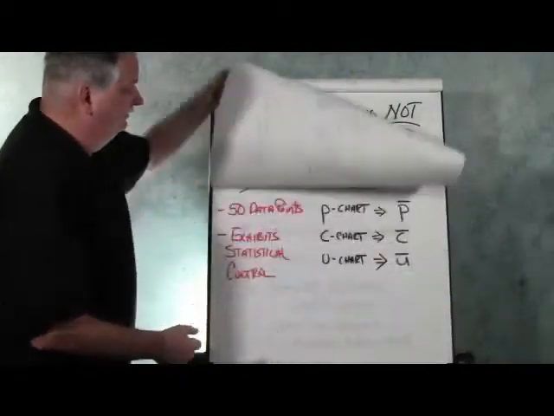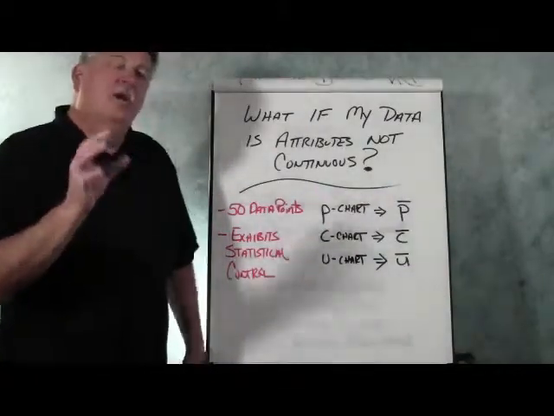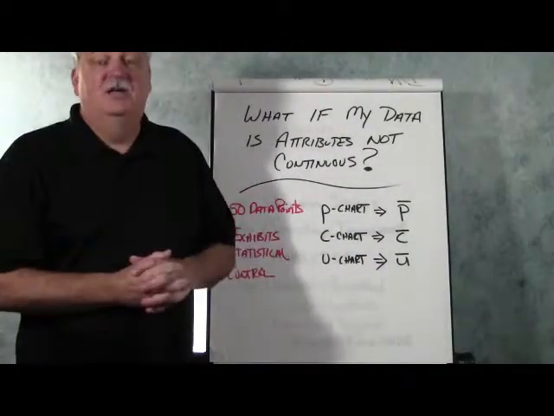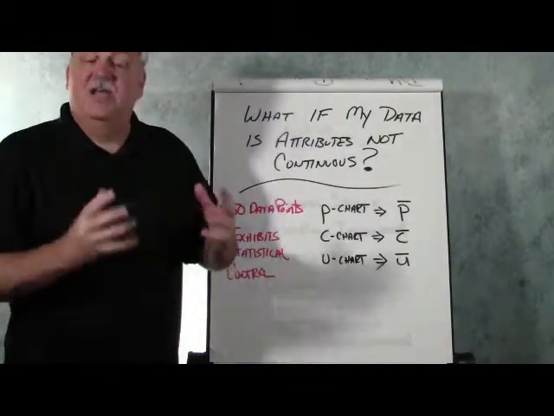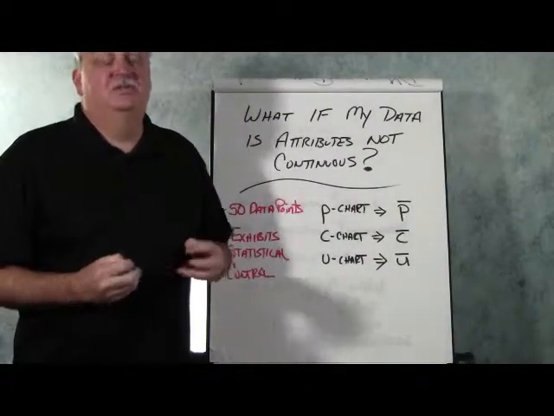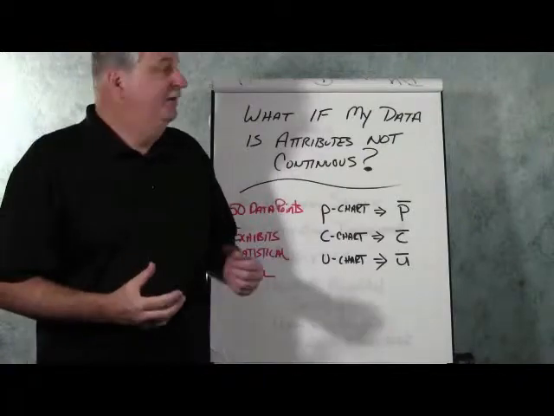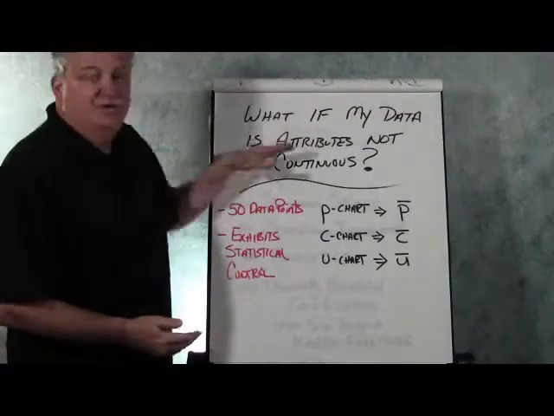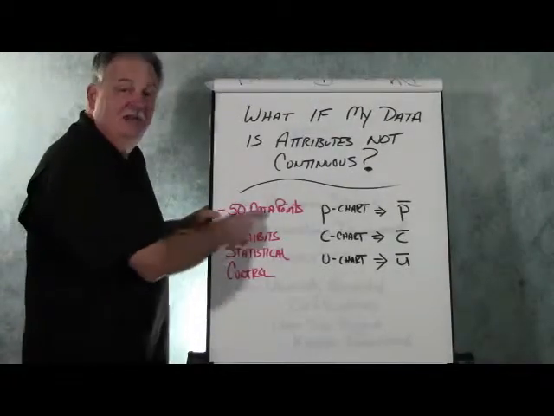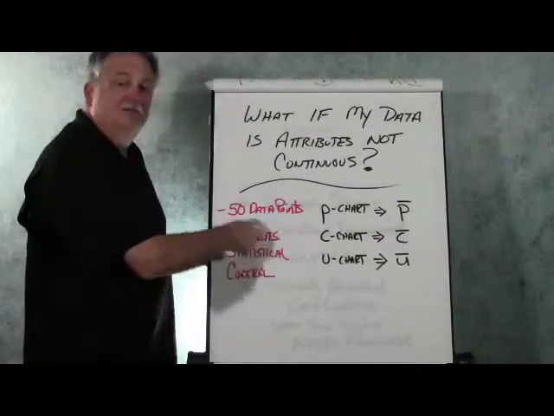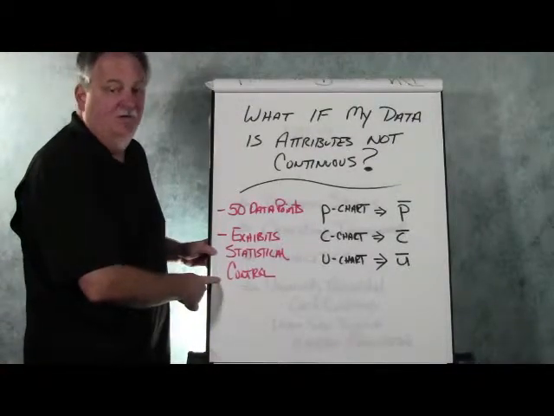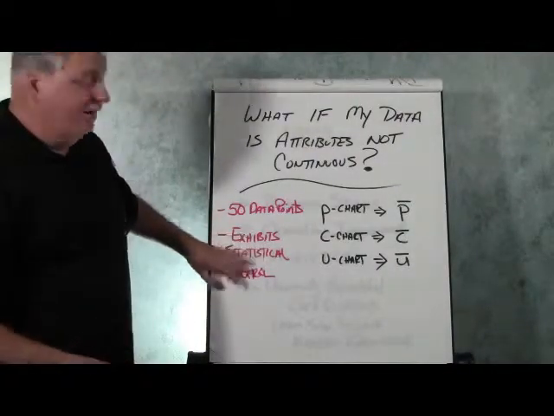Now, what if your data from your process is not continuous data, it's attribute data, it's count data, it's percent defective data, it's defects per unit data? Well, those are attributes. So here are the rules. Once again, you have to have 50 data points and our process has to exhibit statistical control as evidenced on a control chart.